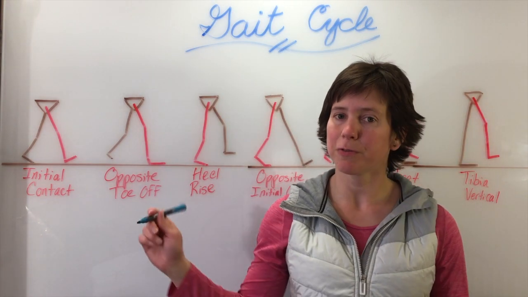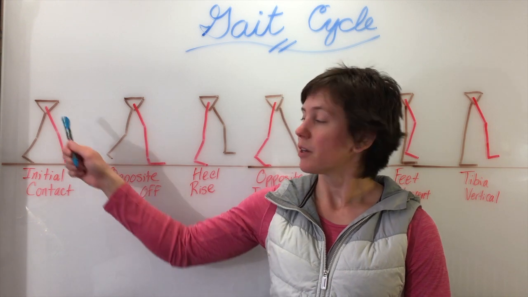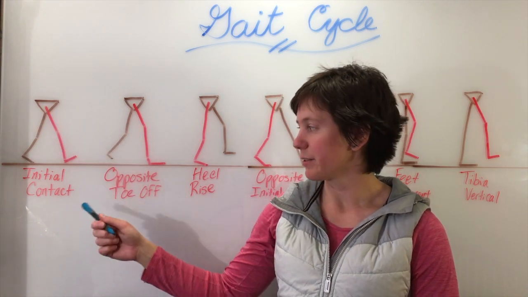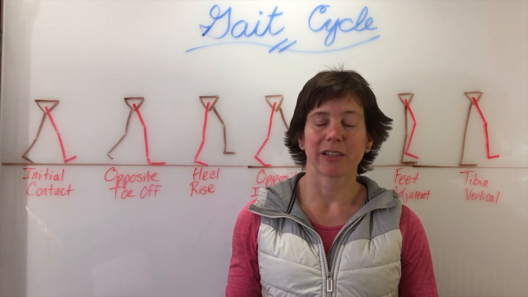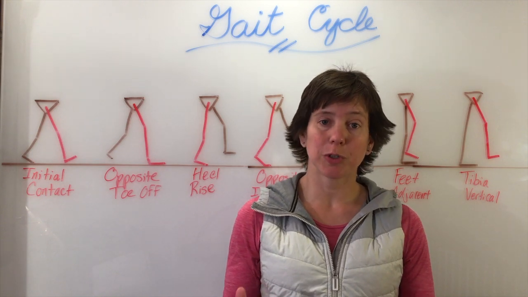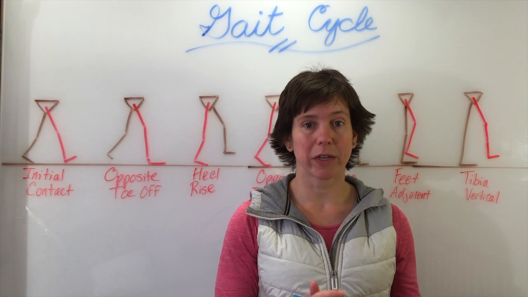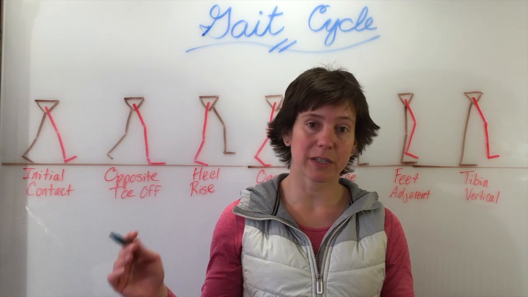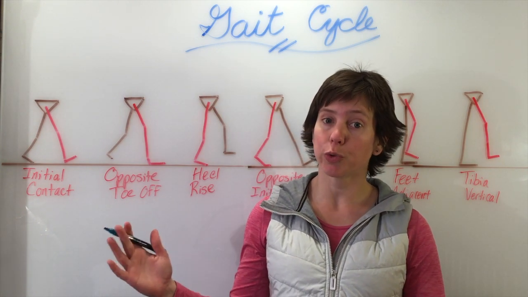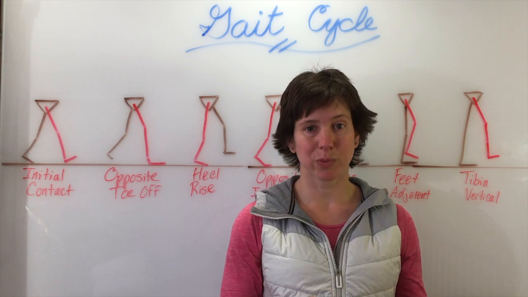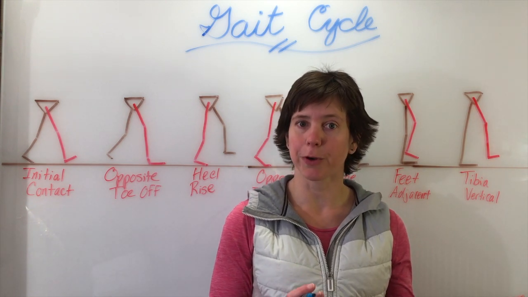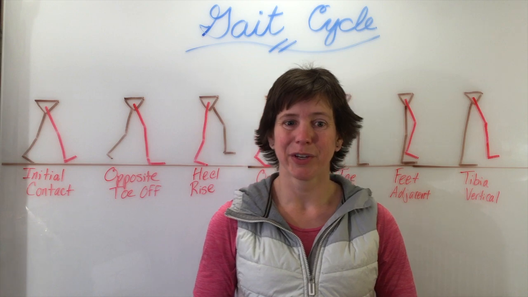So these major events that we just illustrated with the red leg will help define the different phases. There are 2 main phases. There's a stance phase and a swing phase. The stance phase will take up about the first 2/3 of the cycle, while the swing phase will take up the last third of the cycle.